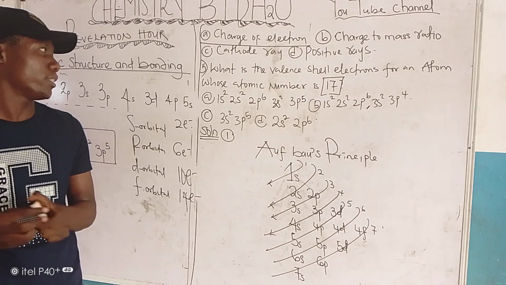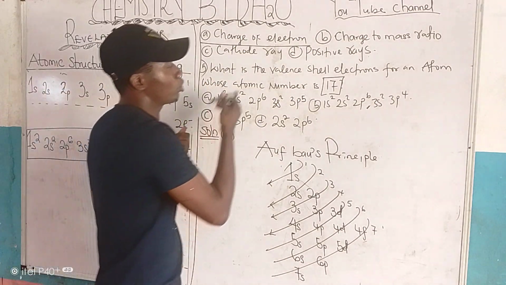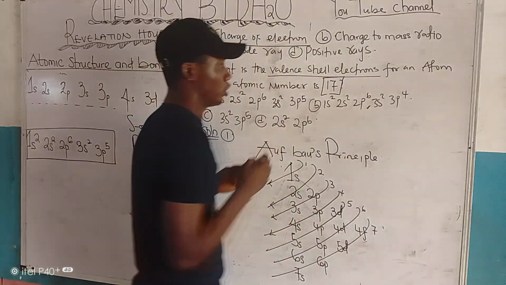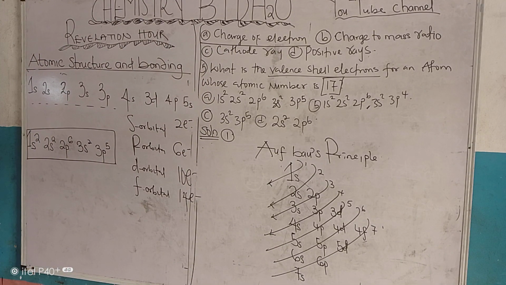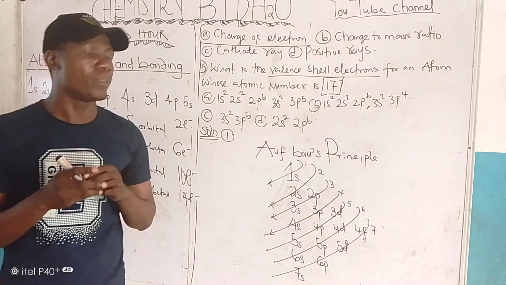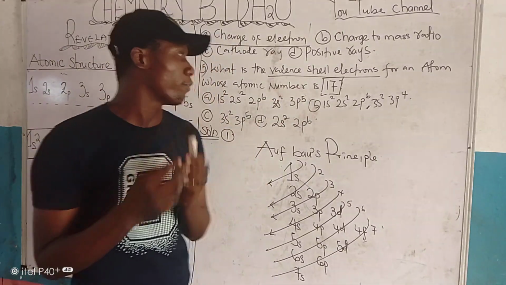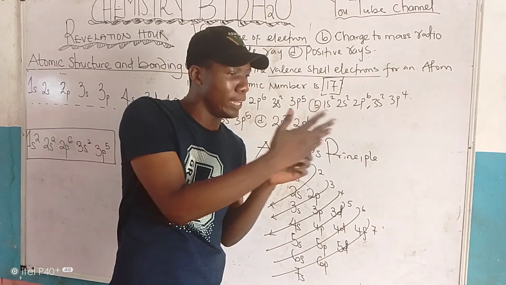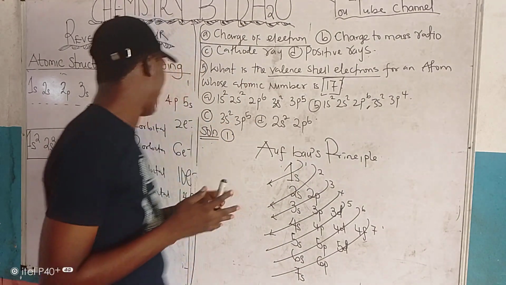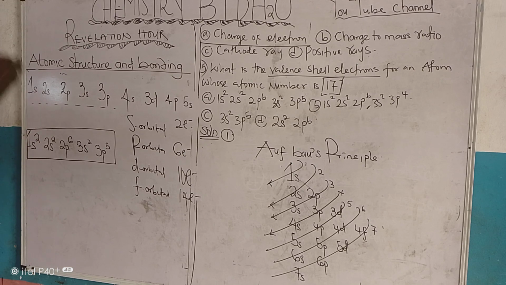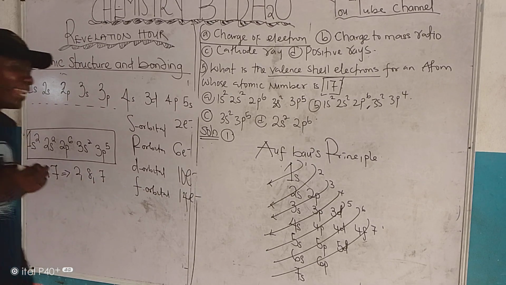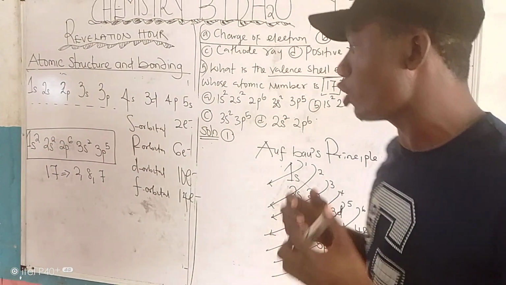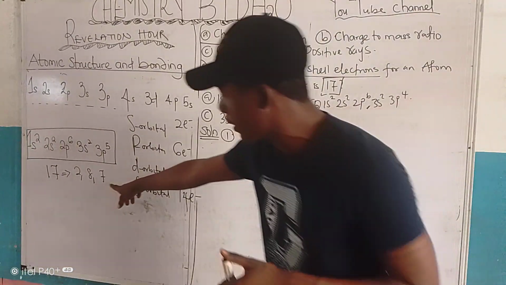Because the question says, take note of this, the valence shell electrons for an atom whose atomic number is 17. So they are not talking about the atomic number of this atom. They are talking about the electronic configuration for the valence shell electrons, and you have to be very careful. Remember, if an atom has an atomic number of 17, it becomes 2, 8, 7. So the valence electrons, that means the electrons left in the outermost shell, is this 7 that is here.